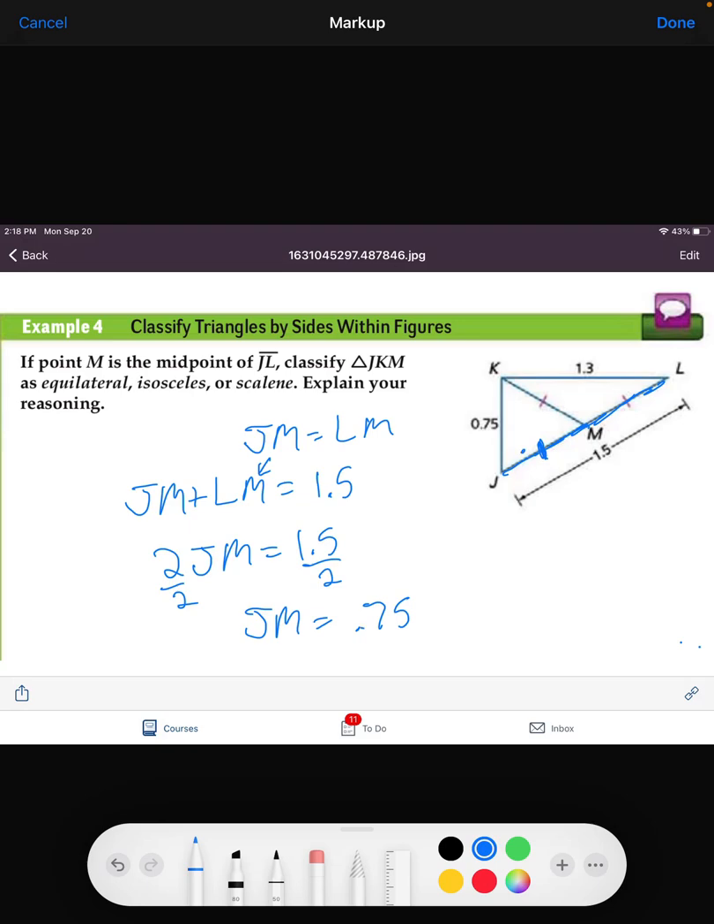So this part equals 0.75, and we can see from the figure that this side equals this side, and this side equals this side. So by the transitive property, we can say that this side here also equals 0.75. Since they're all equal to each other, it is an equilateral triangle.